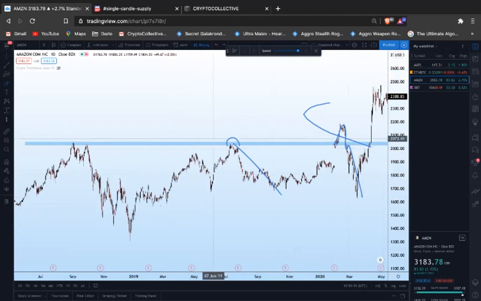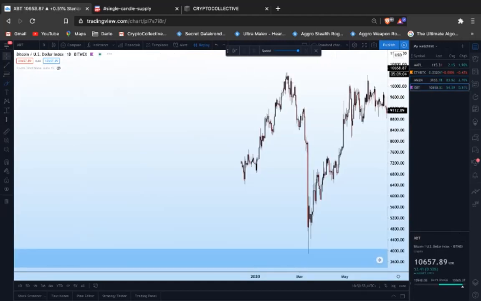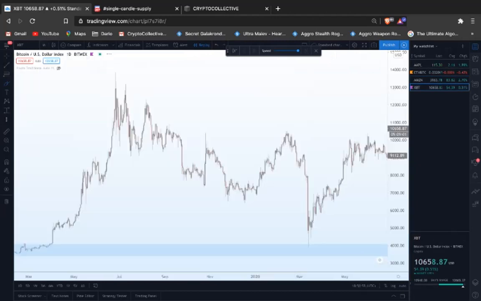So that's just one form of a key level, and that's a single candle supply zone. So this is Bitcoin. We're going to look at Bitcoin on the 1 month.